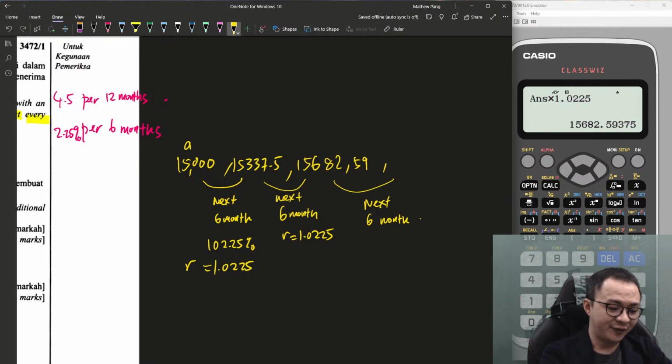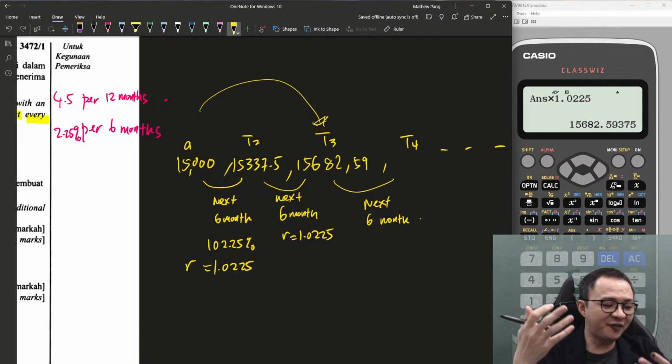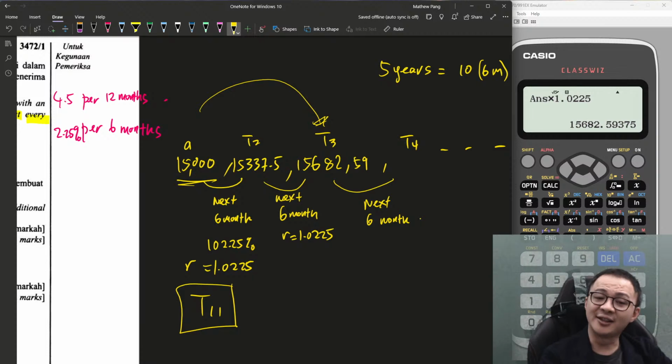So then this one will be T2, T3, T4, and so on. Therefore, I can see when I go from A to T3, basically 1 year has passed. If I go to T5, 2 years have passed. Go to T7, 3 years. So 5 years is not hard to guess, it's T11, isn't it? Basically, 5 years, how many 6 months do we have? We have 10 periods of 6 months, then I plus the A. This is how I get T11 quickly.